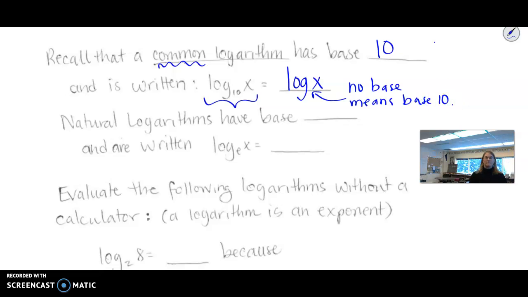It's kind of like when you write a positive number, you don't need to put a plus sign in front of it, but when it's negative, you do need to put a negative sign in front of it.